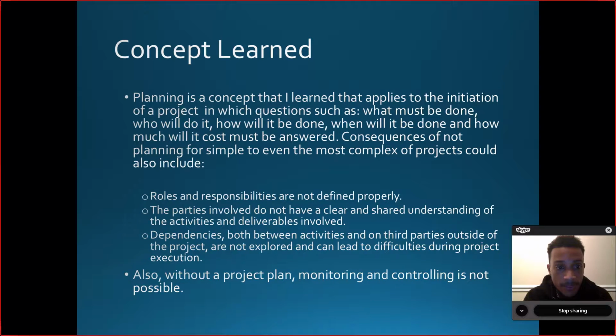Concepts learned. Planning is a concept that I learned that applies to the initiation of a project, in which questions such as what must be done, who will do it, how will it be done, when will it be done, and how much it will cost must be answered.